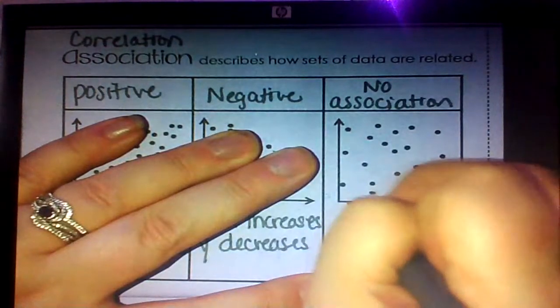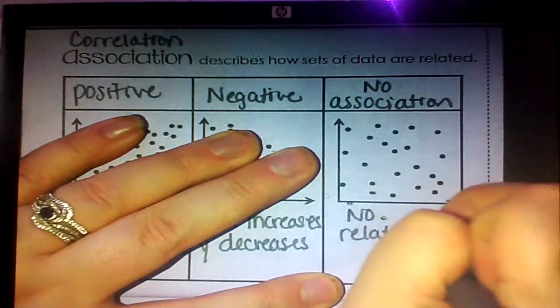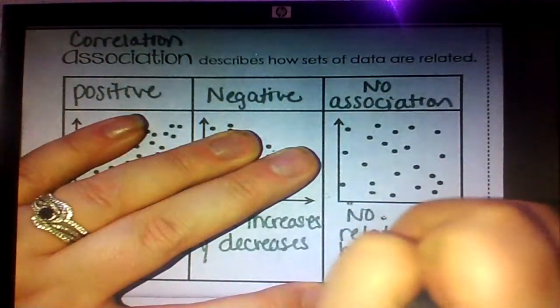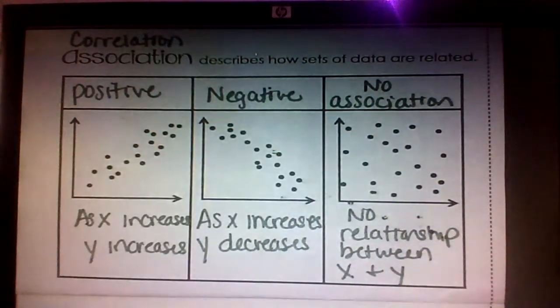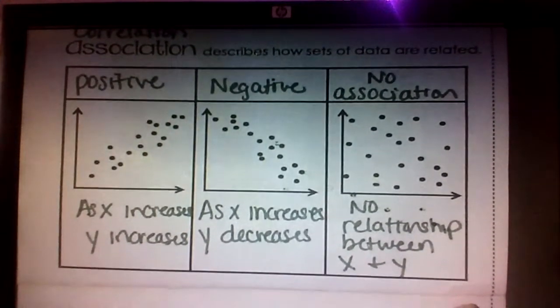And there is no relationship between X and Y. Okay, there's no pattern happening here. It's just kind of all over the place. Questions?